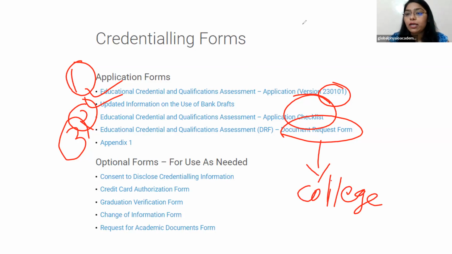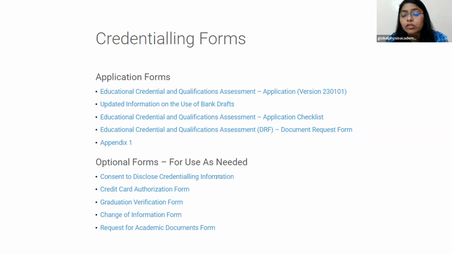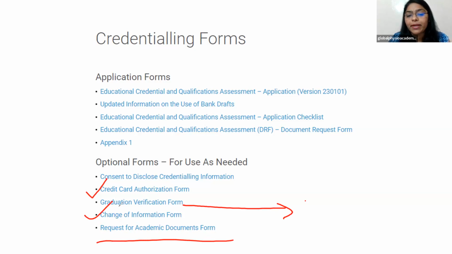Optional: the consent to disclose the credential information is needed only if you need it. It is not mandatory. Credit card: if you pay the fee through credit card, you have to fill in the credit card authorization form. Graduation verification subform is something different; we will discuss it later on. Change of information form is generally not required. And the request of academic documentation form is generally not required either. If you need it, you can request it from the college and the college will submit it.